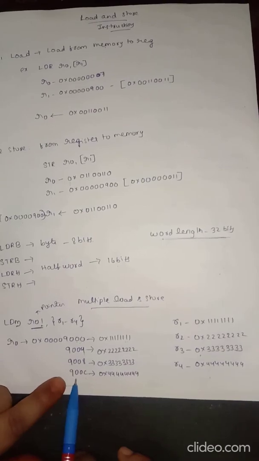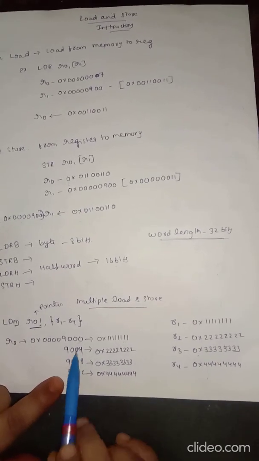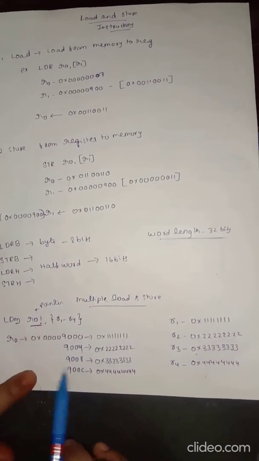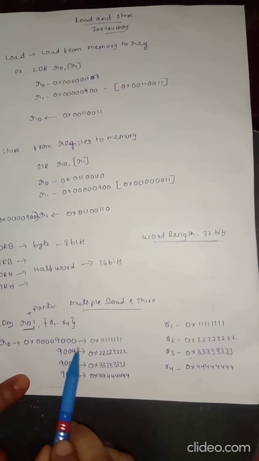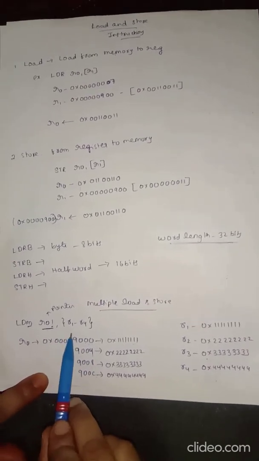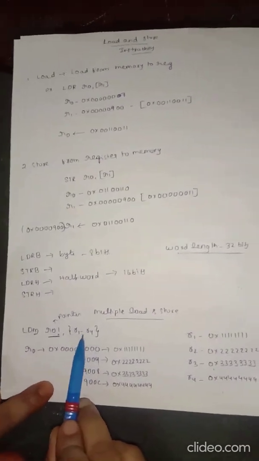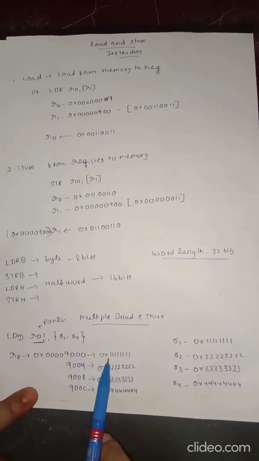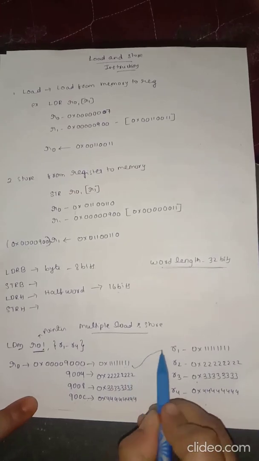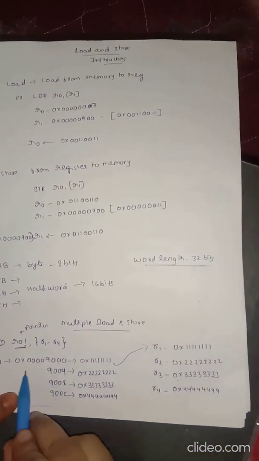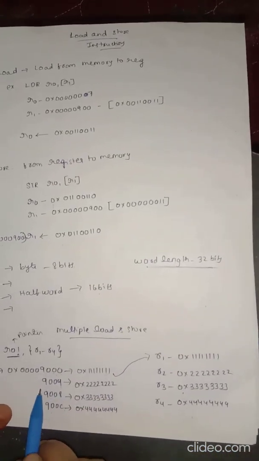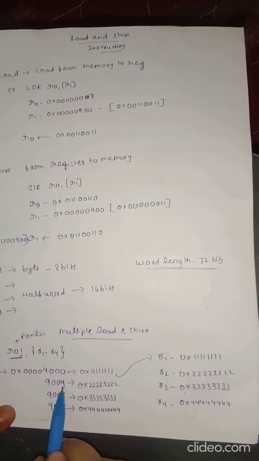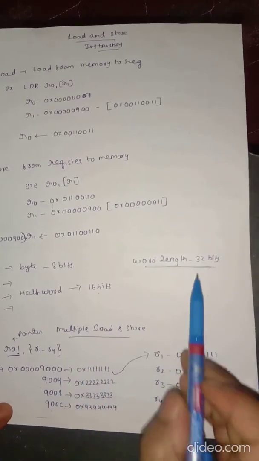Now what should I do? Now I should load from this memory to these registers. Which registers? I should load this data to R1, R2, R3, R4. That's why I write R1 dash R4. So first it will go to 9000. From 9000 it will load this data into R1. Okay. Next it will point to the next location 9004.